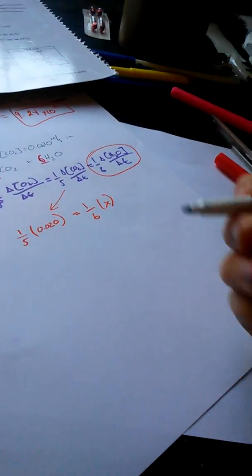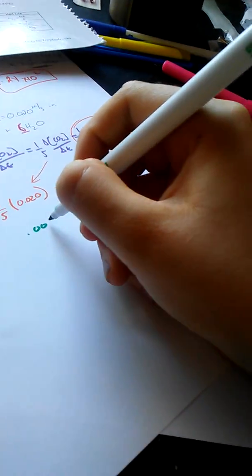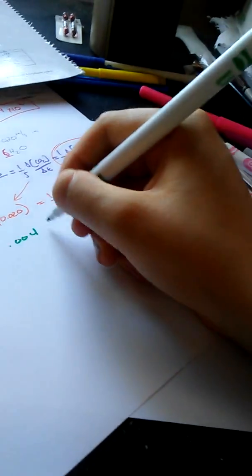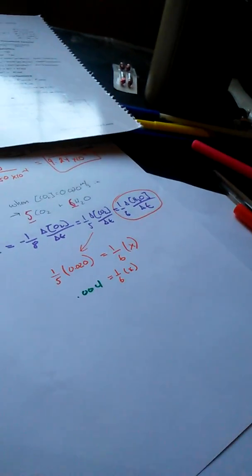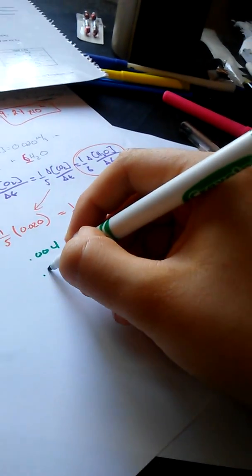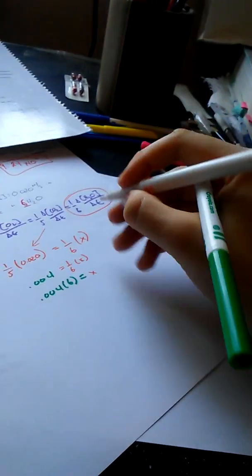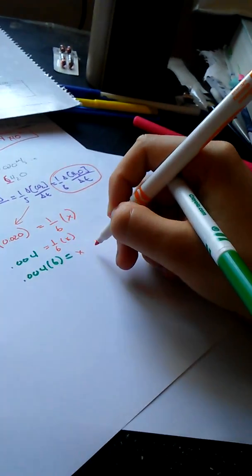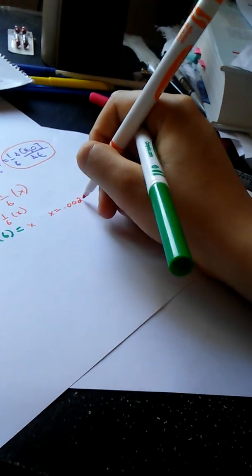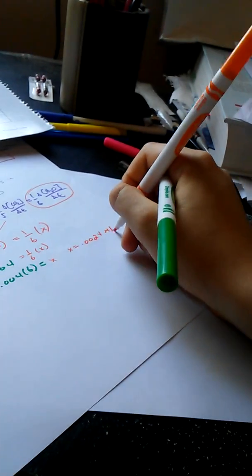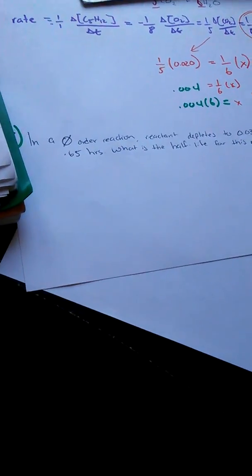So what do we do now? All we do is solve for this, which we get 0.004 is equal to 1 over 6 x. We just solve for x, which is 0.004 times 6 is equal to x. X in this case is going to be equal to 0.0024 molar per second. Easy, right? Now onto our last problem today.